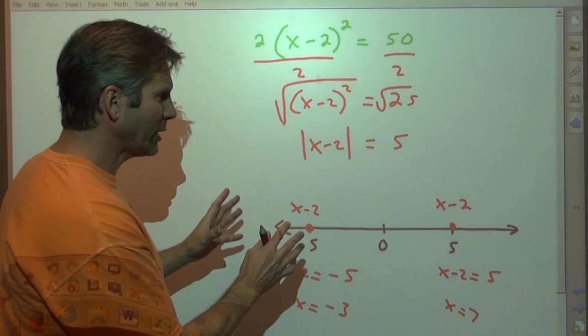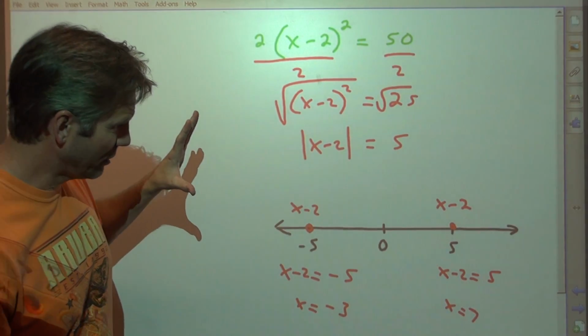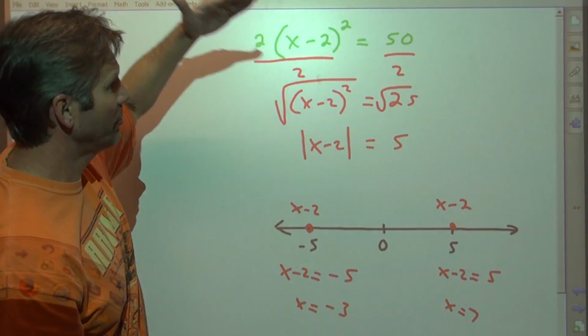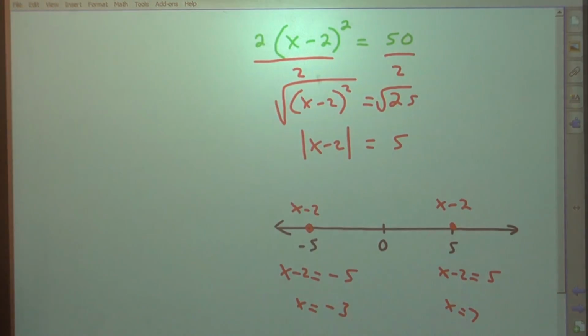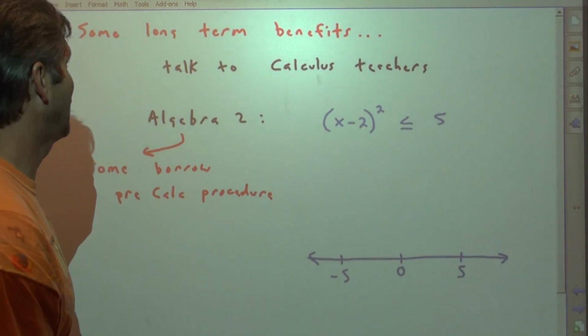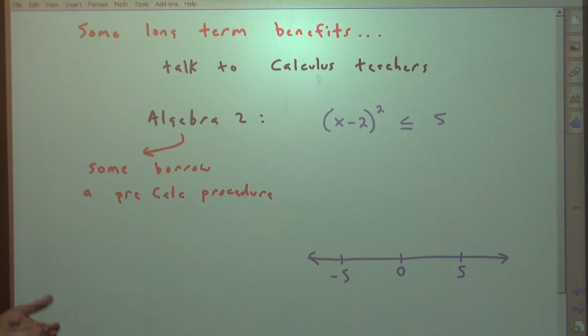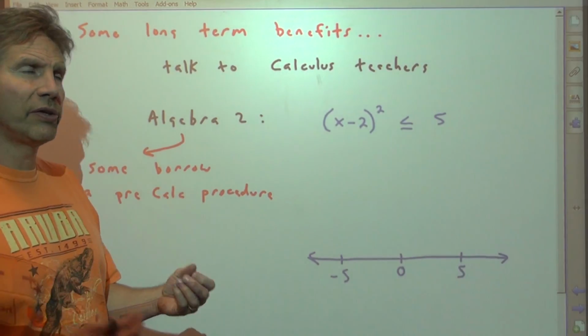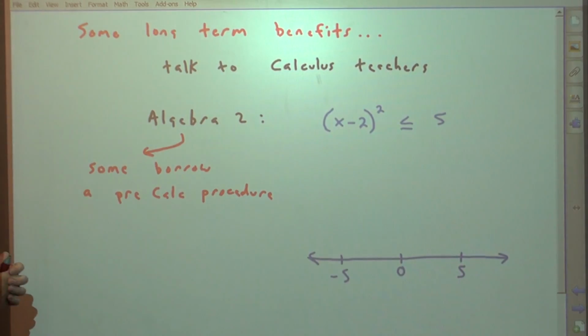So we're showing that we have two equations, two solutions. We can see them on the graph, and we're using good math all the way through the procedure. So what are some long-term benefits from that? Well, we can talk to calculus teachers. Go ahead and talk to them about why this is a nice thing to do, to use the absolute value, to take the principal square root, etc.